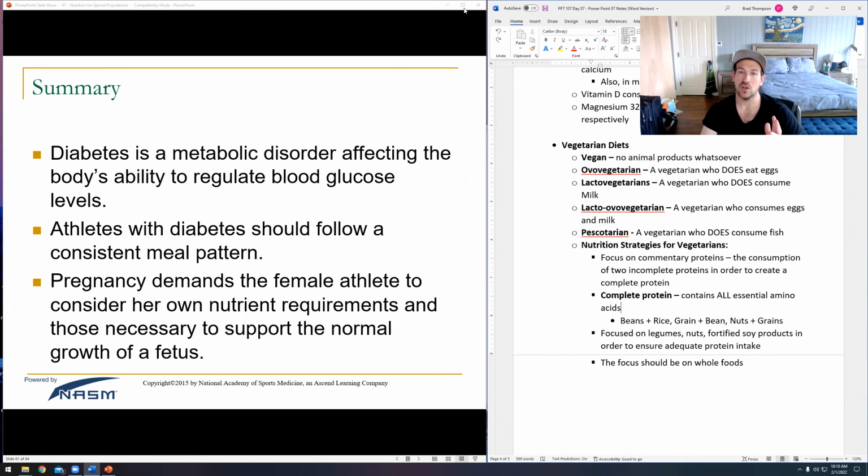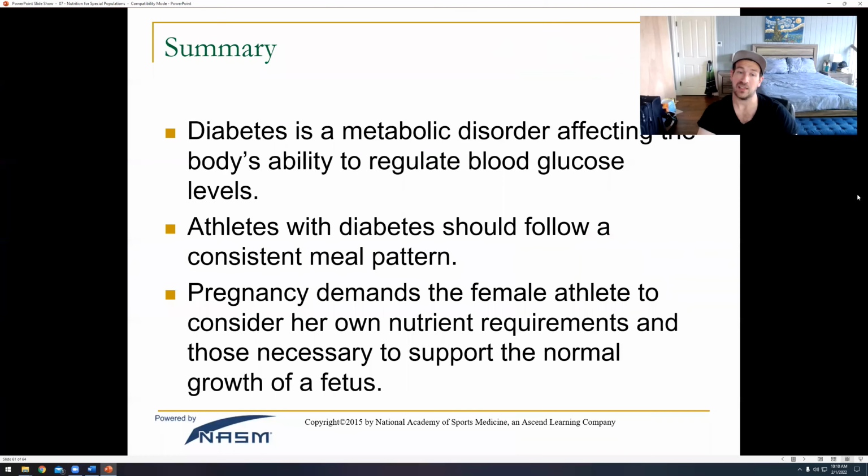Okay. Summarizing everything up, right? So watch for diabetes. Again, it's a metabolic disorder. It affects glucose levels. If you have diabetes, try to be consistent with your meal plan, like eating at the same time, taking your insulin at the same time, all the things that are going to keep your blood sugar levels from spiking. That's the problem. The real problem is not blood sugar. The problem is rapid changes in blood sugar. That's what we're trying to avoid.